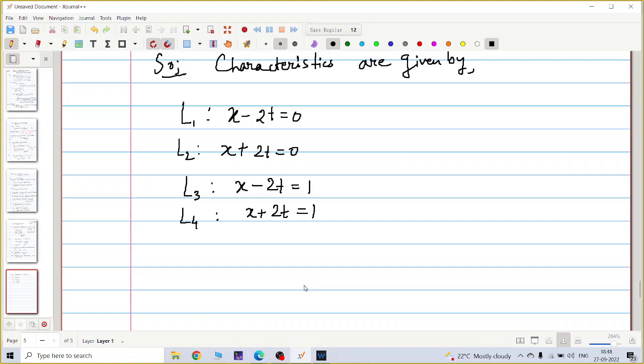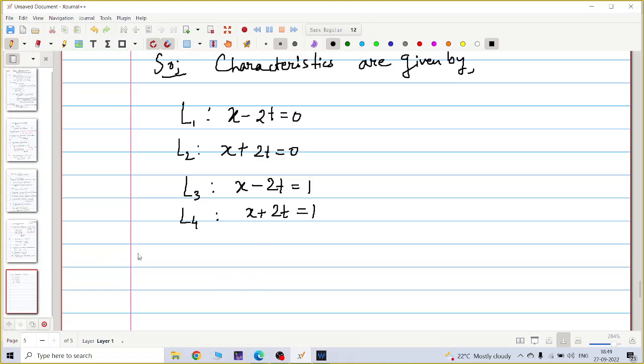So the singularity lies on these lines. If the points lie on any one of these lines, then the solution is not a classical solution. That means the solution has some singularities. So if the points lie on these lines, then there are singularities, that is u is not a classical solution in the neighborhood of these points.